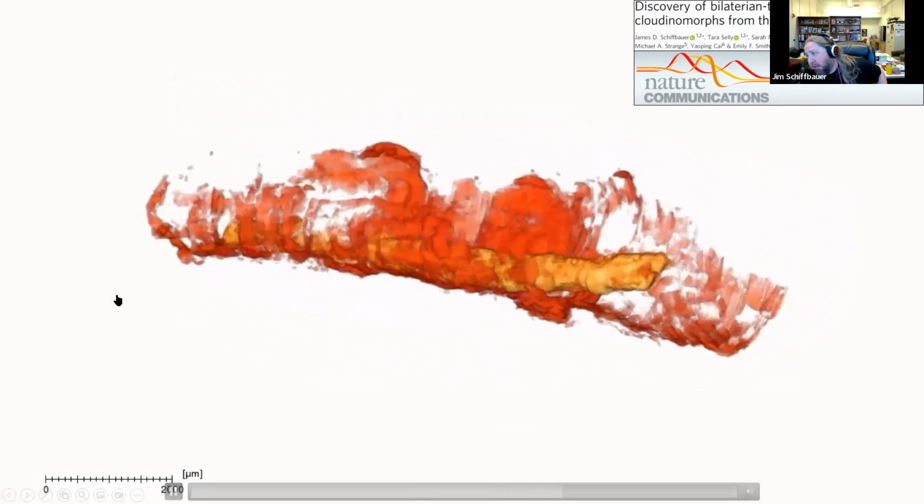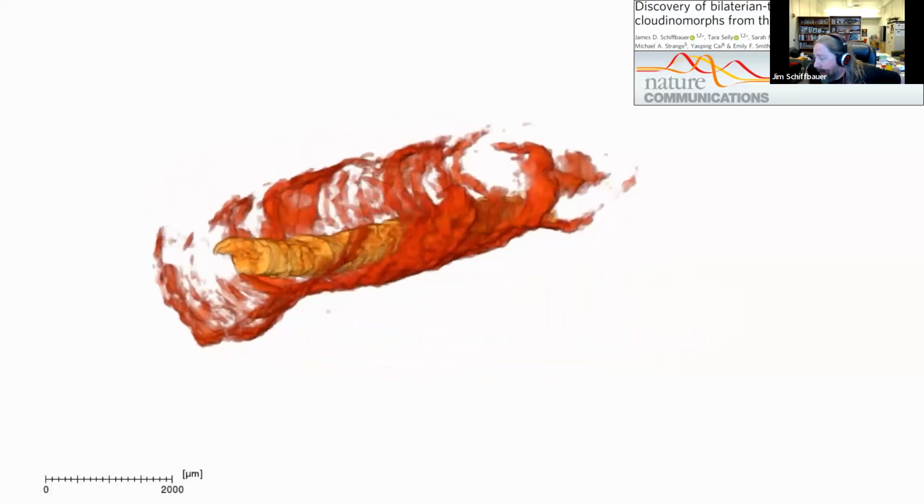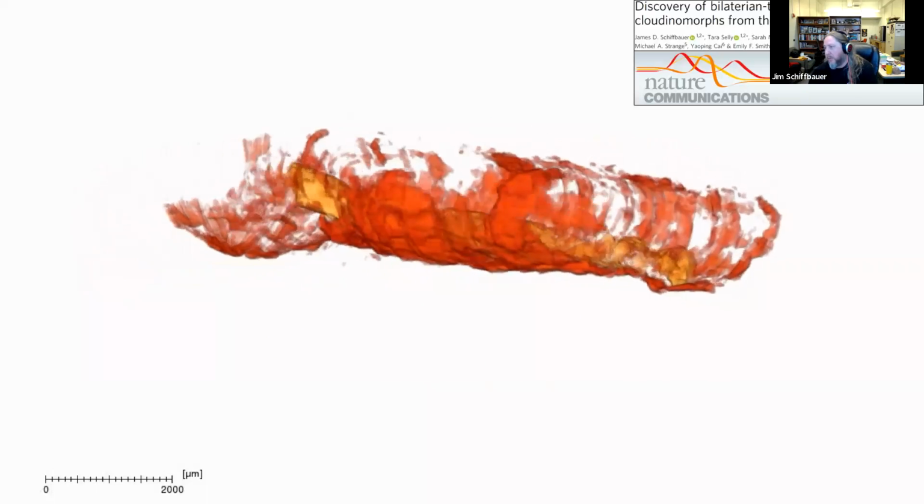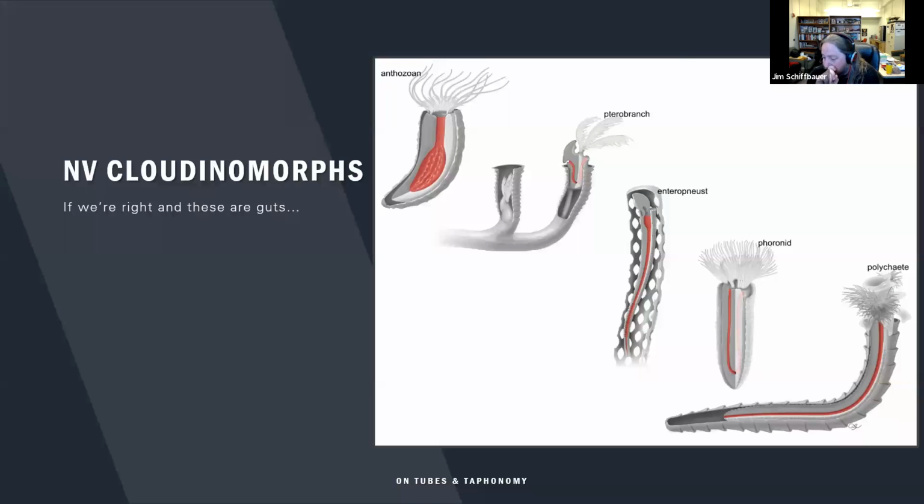And I have to admit, this is really, honestly, the very first one that we scanned had this structure in it. So it was really exciting, and we scanned a whole bunch of them afterwards because I needed to figure out what we were looking at. And ultimately we inferred that these were guts.